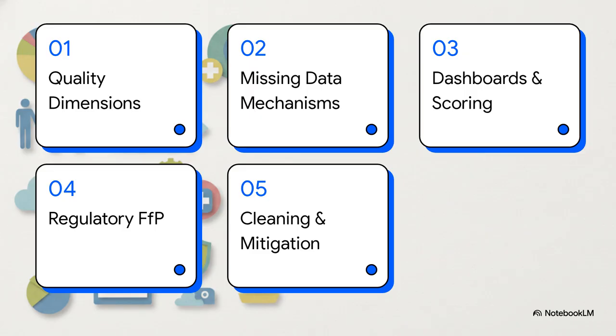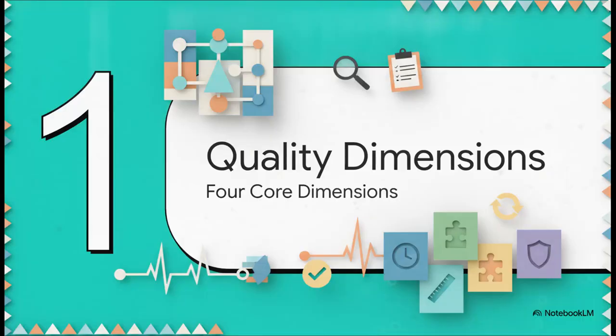So let's dive right into this. Our roadmap for today covers 5 key areas: quality dimensions, missing data mechanisms, modern dashboards and scoring, regulatory fitness for purpose, and finally, cleaning and mitigation strategies.